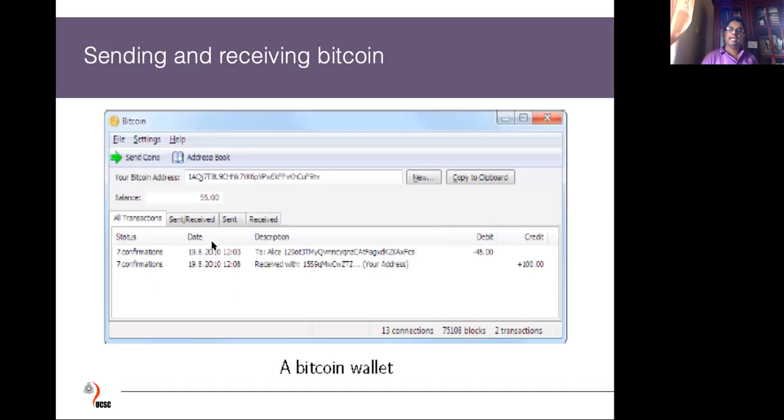So end users, like you and me, if we want to use blockchains, we should have a digital wallet. This is a sample digital wallet of Bitcoin. When you first install this Bitcoin wallet, it creates a public-private key pair for this currency.